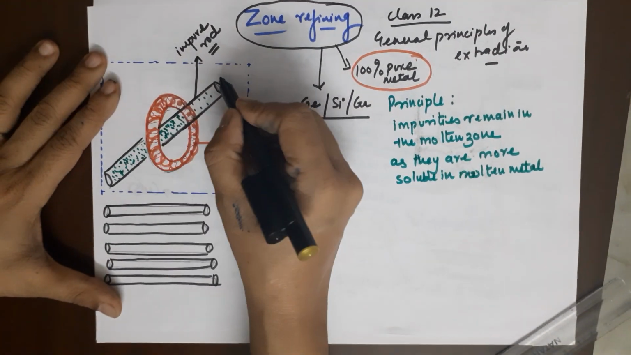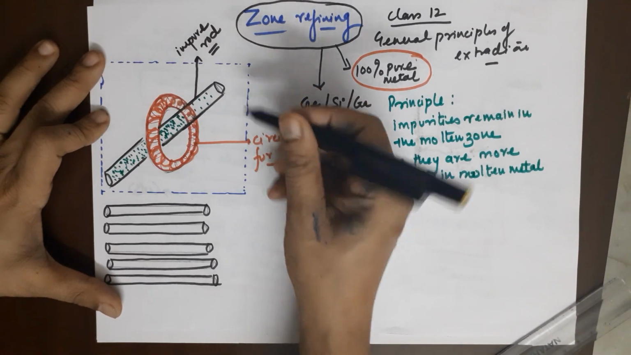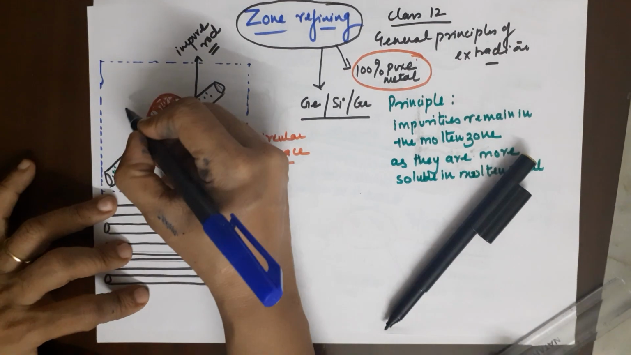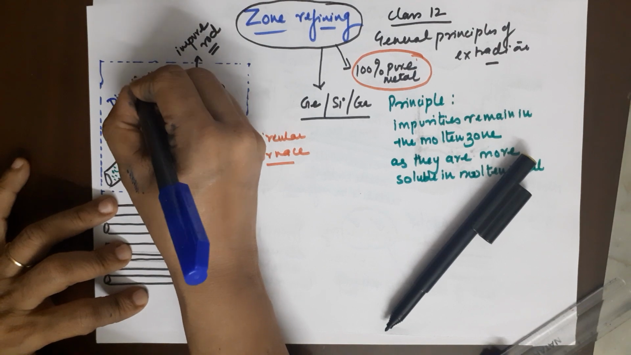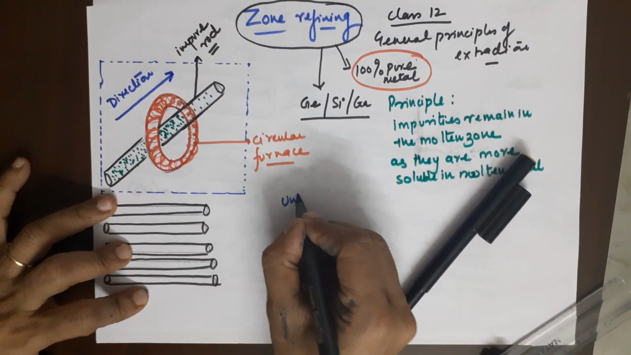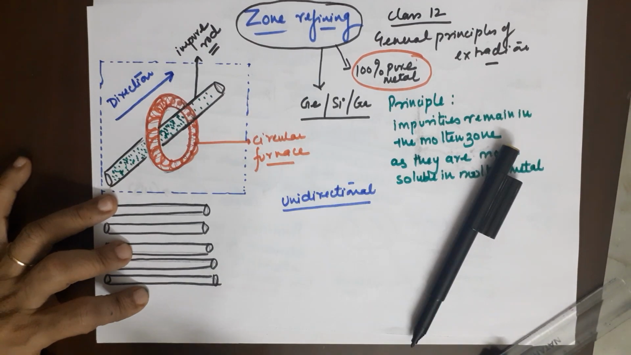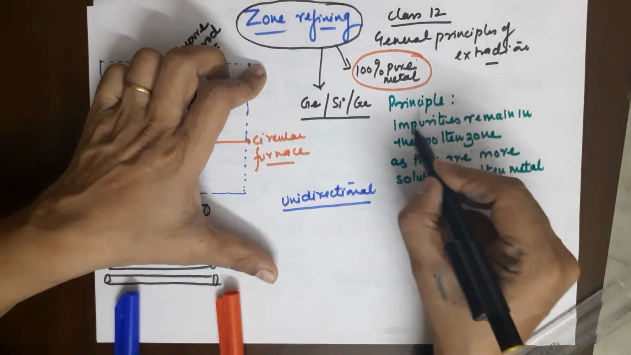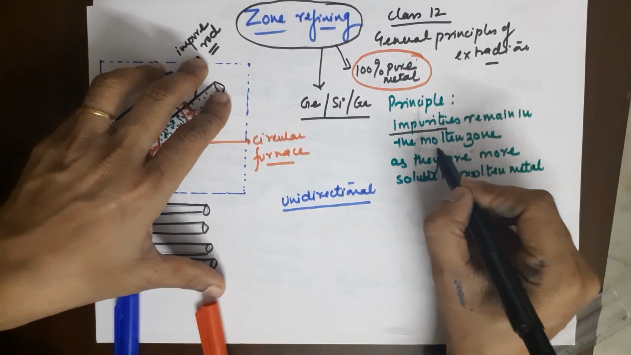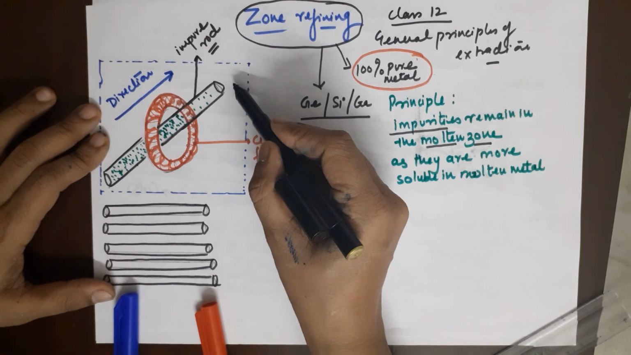Now you will pass the rod through this circular furnace only in a single direction. That is the most important instruction. This is the direction of movement, which means the movement has to be unidirectional. The reason for this is the principle behind the process. The principle is that the impurities remain in the molten zone, which means if the movement is in one direction, the impurities will only move in one direction.